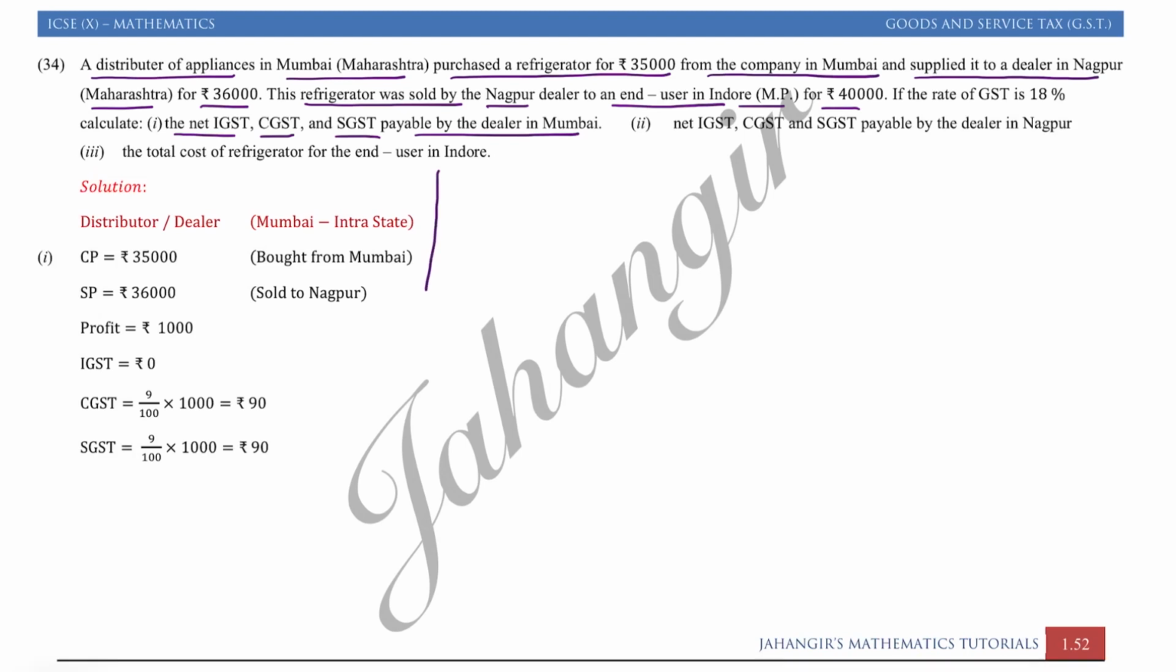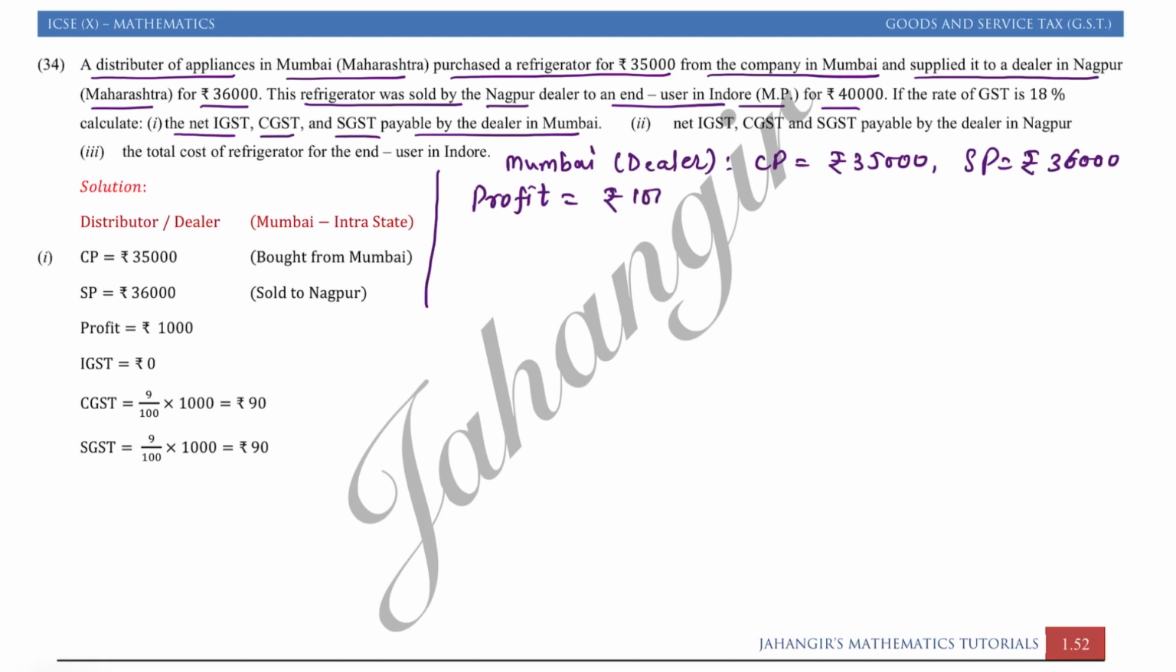So first what we will do, we will write distributor from Mumbai, dealer. We know its CP is rupees 35,000 and selling price is rupees 36,000, and the transaction is intrastate, within the same state. So GST payable by them will be on profit. So let us find profit. Profit is equal to rupees 1,000.